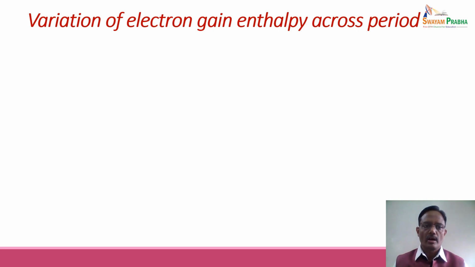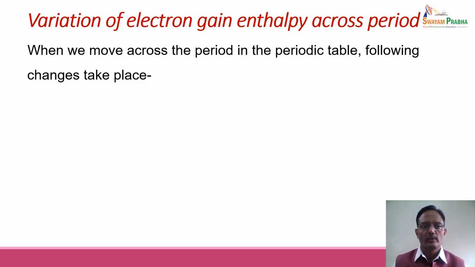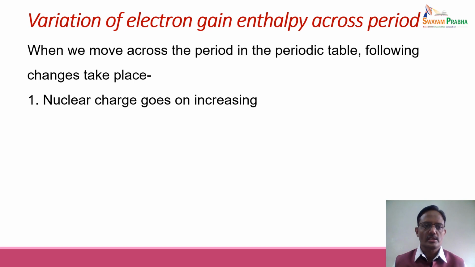Let us see how the electron gain enthalpy varies across the period and down the group in the periodic table, one by one. So now when we move across the period from left to right, certain variations take place. The first variation is that nuclear charge continuously goes on increasing because of the increase in the atomic number from left to right. As a result, now we know that electron gain enthalpy is directly proportional to nuclear charge. So electron gain enthalpy should go on increasing.